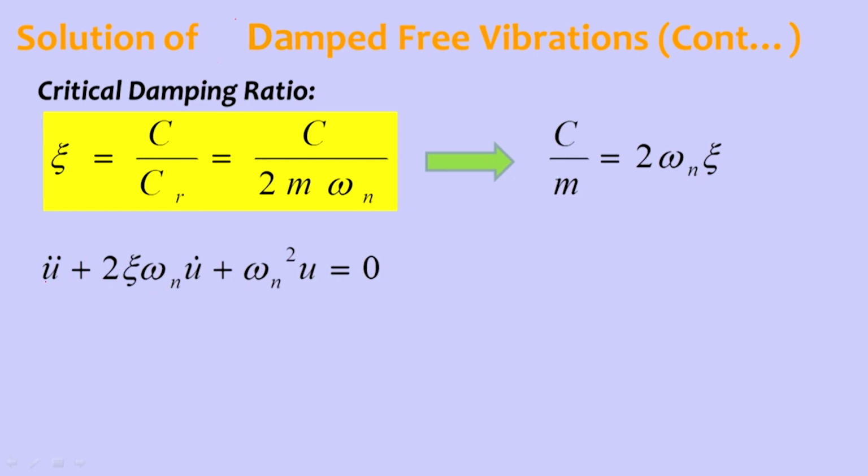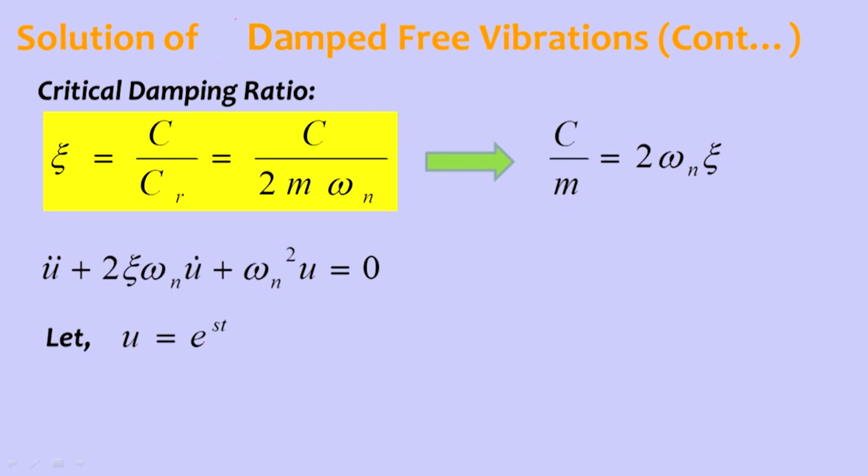That converts our equation to u double dot plus 2 zeta omega n u dot plus omega n square u is equal to 0. Here omega n square is the term k by m, and the other term is c by m: c by m is 2 zeta omega n, and k by m is omega n square, the square of the natural frequency. Now to find the solution of this equation, we assume u as in the undamped free vibration case; we are assuming the same term.